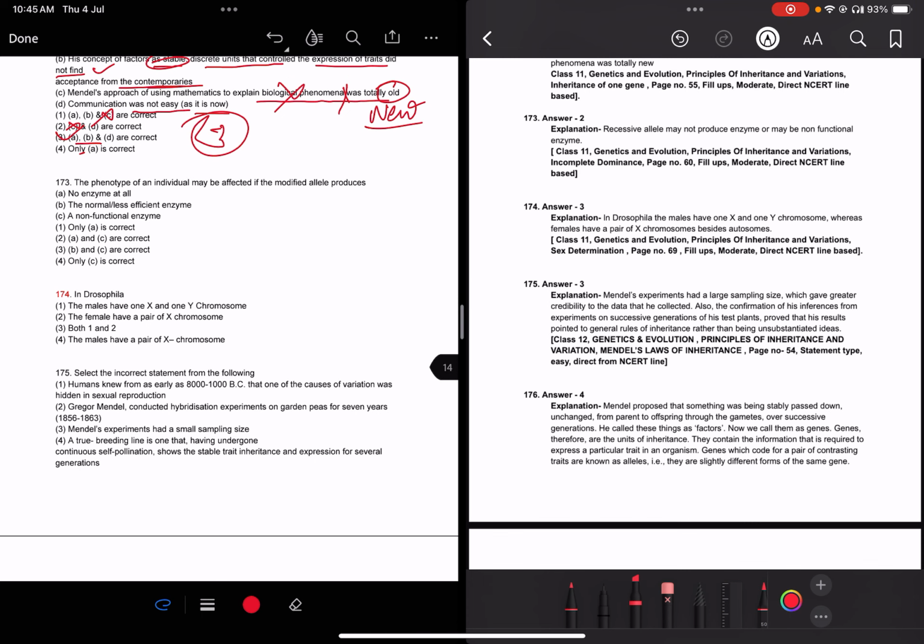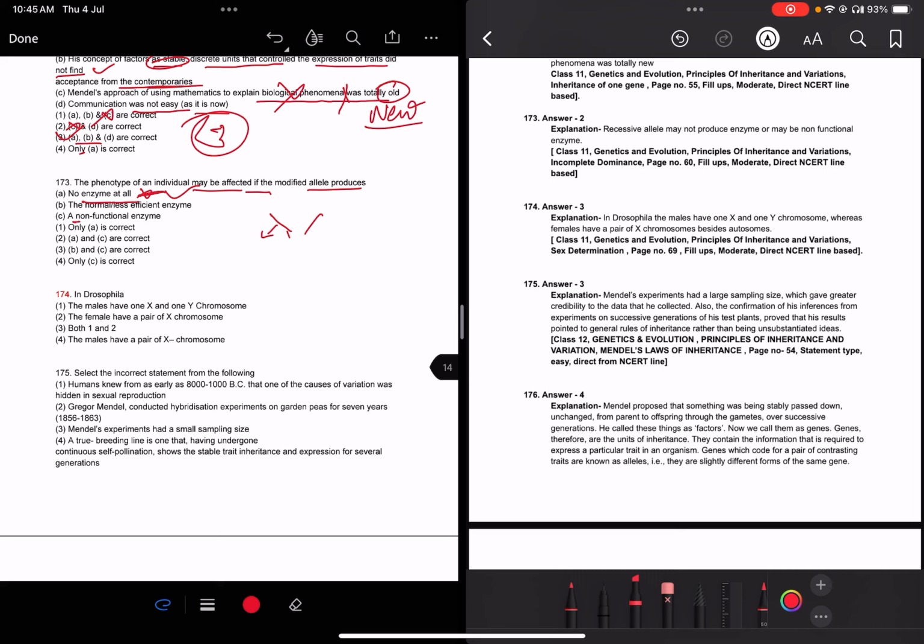The phenotype of an individual may be affected if the modified allele produces no enzyme at all. Now read the question. The phenotype of an individual is affected if the modified allele produces no enzyme. If there is no enzyme, then the character completely changes. Anything present should be influenced by the enzyme, so with no enzyme at all, the phenotype is completely affected.